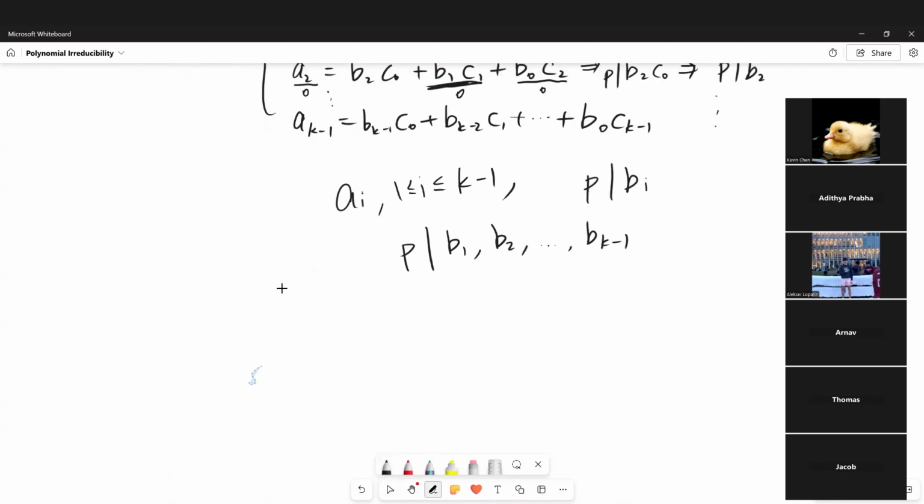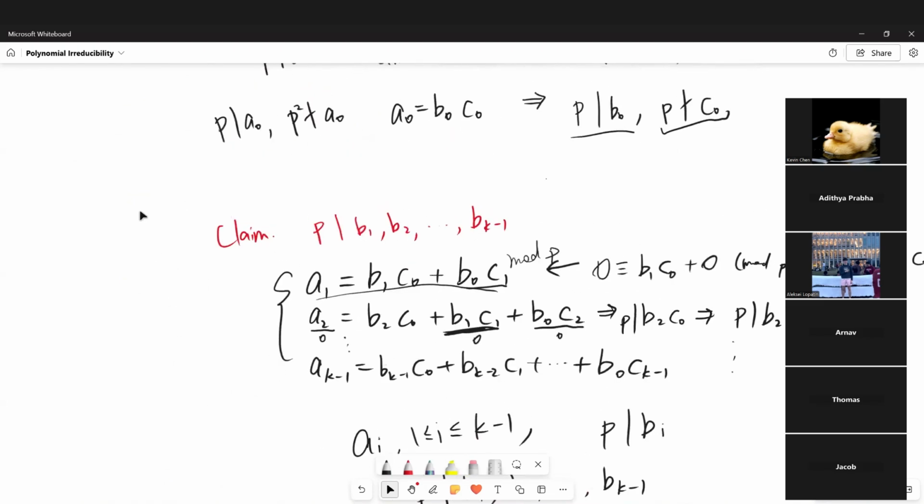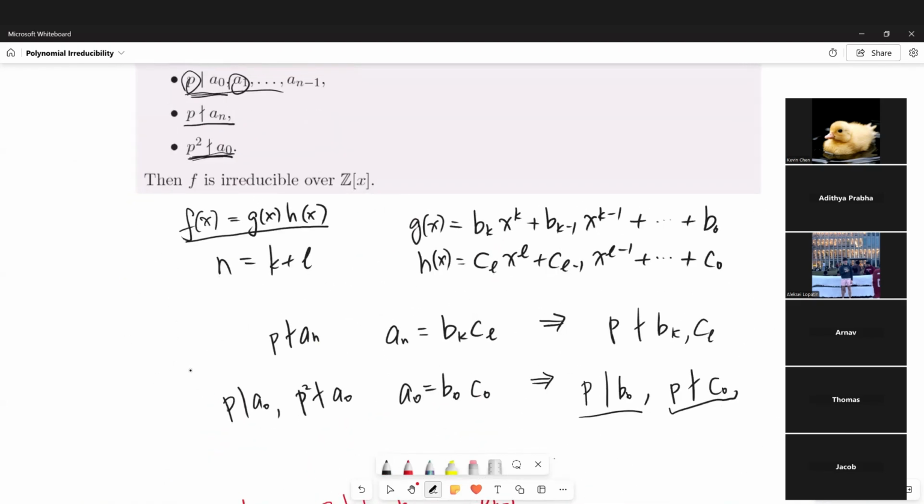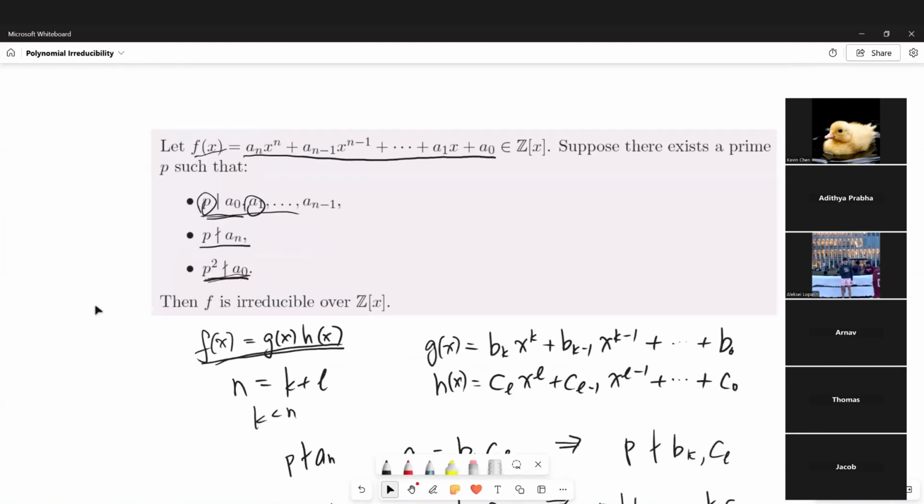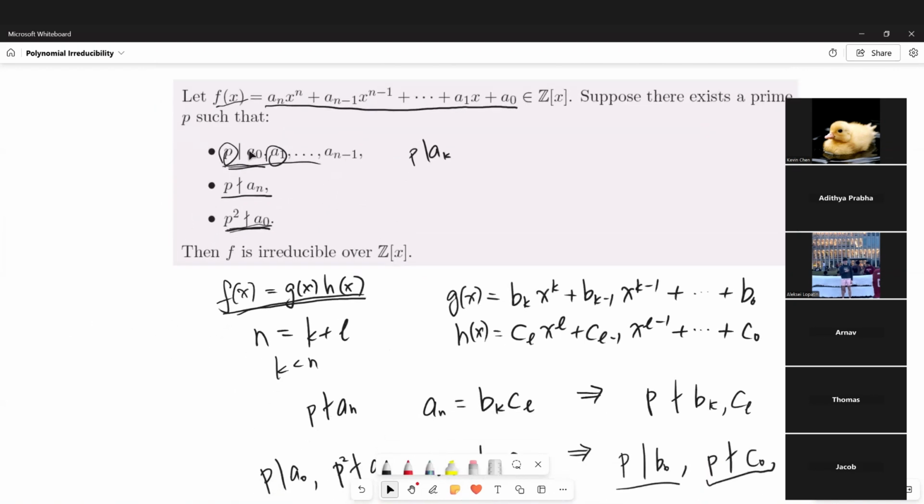But we only need AK, because AK equals BK C0 plus BK minus 1 C1 plus dot dot dot plus B0 CK. Since K is less than N, because we said that this is a non-trivial factorization, that means K must be less than N. So since K is less than N, we must have P divides AK, because we know that P divides A0 all the way to AN minus 1. And since K is less than N, it must be one of these.